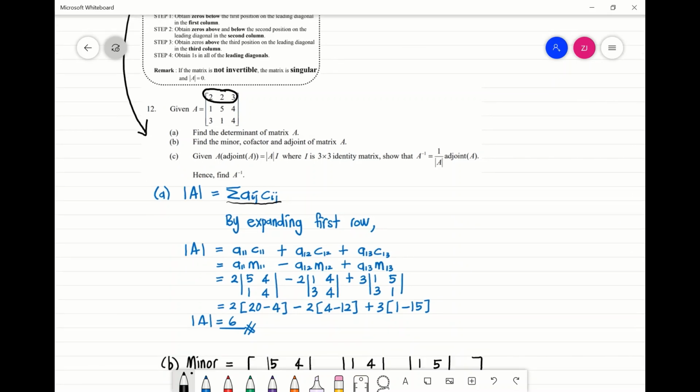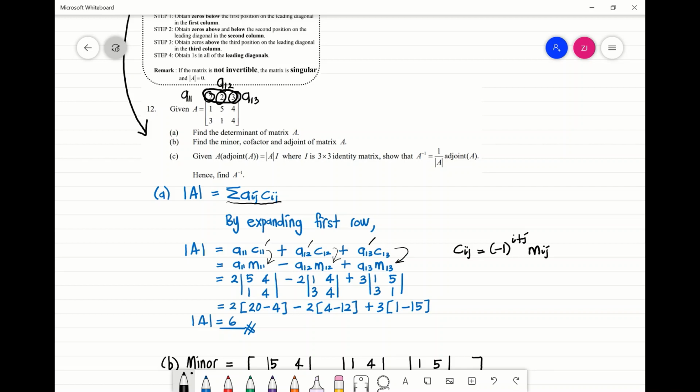2 is the element in the first row, first column, and here 2 is the element in the first row and second column, and 3 here is the element in the first row, third column. By expanding the first row, the formula will be A11 C11 plus A12 C12 plus A13 C13. Because we know that Cij is equal to -1 to the power of i plus j times Mij, we know that C11 is simply positive M11, C12 is negative M12, and C13 is positive M13.